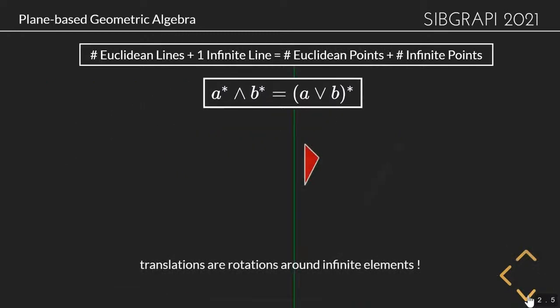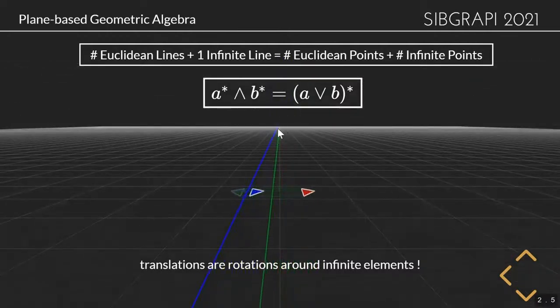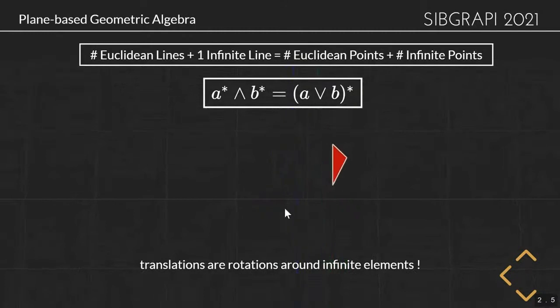There is one last thing that these infinite elements do, and that is they unify rotation and translation. We've learned before that a translation is a reflection in two parallel mirrors, but you can actually also see it as a rotation around a point at infinity. And so, because we have these infinite elements, we can actually see rotations and translations as the same thing.